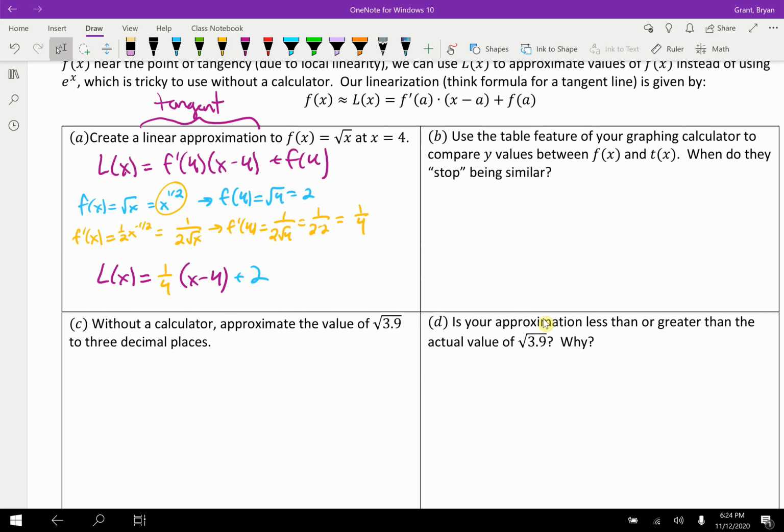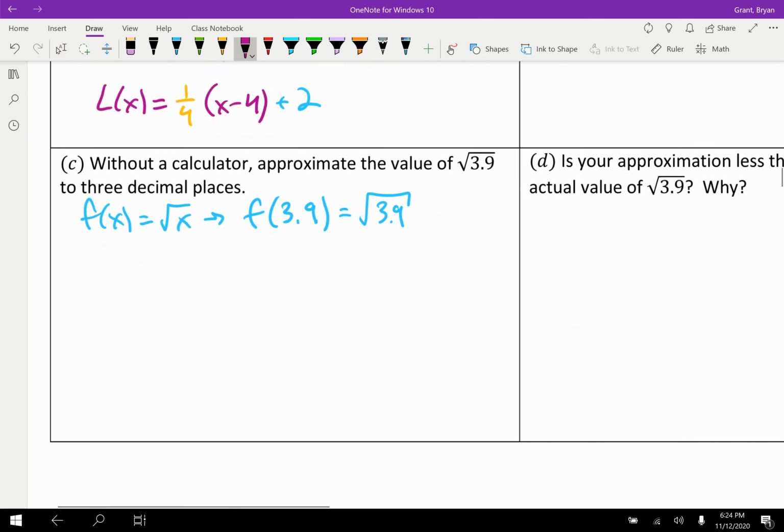Well, here we go. To find the square root of 3.9, remembering that f of x is the square root of x, then what that meant is we found f of 3.9, which is, of course, the square root of 3.9. How does that help? Well, we are going to approximate f of 3.9. But to do that, we need to remember that our input value was 3.9. That throws some people off.